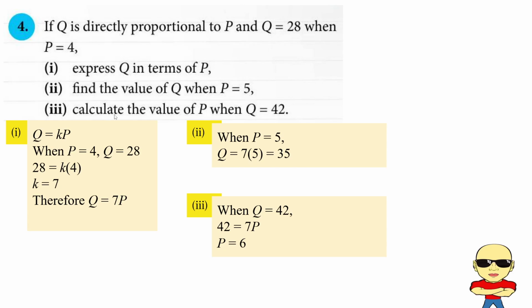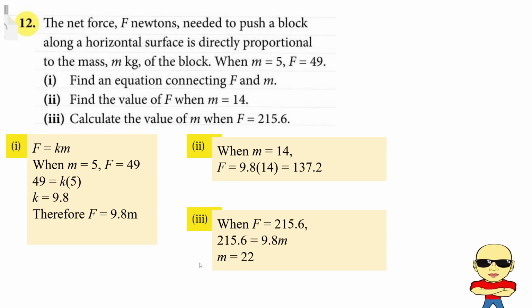And the same thing happens for part 3. This time round we are supposed to calculate the value of p when q is 42. So 42 equals 7p, p equals 6.